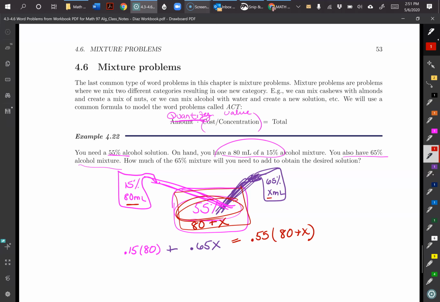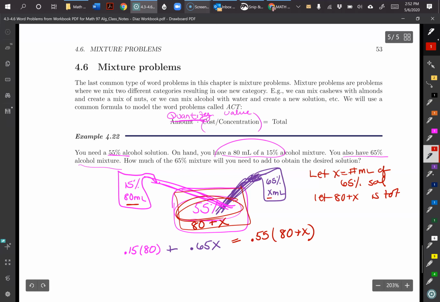I am going to make sure we clearly write here: let X equal number of milliliters of 65% solution, and 80 plus X is total amount of solution. Okay, so a lot of times there are different twists on these. Again, sometimes you're subtracting off, sometimes it's just different things. You have to piece it together.